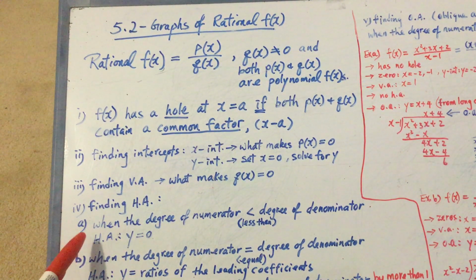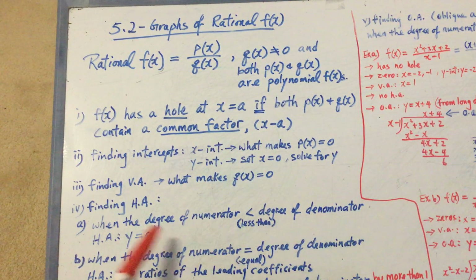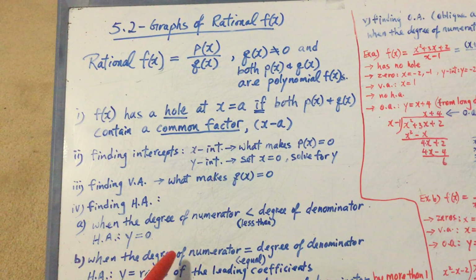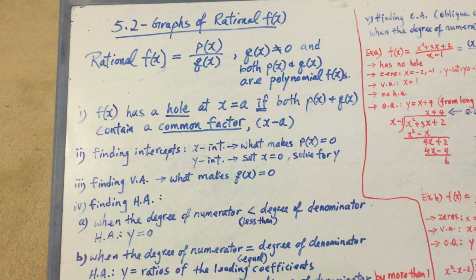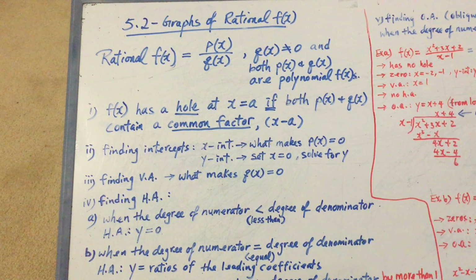The first one is when the degree of the numerator is less than the degree of the denominator, then you always get a HA at y equals 0. And when the degree of the numerator is equal to the degree of the denominator, then your HA is always y equals the ratio of the leading coefficients. All right? So those are the things that we talked about in my last video.